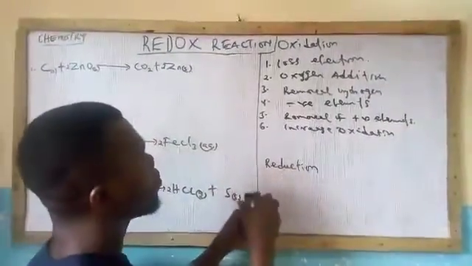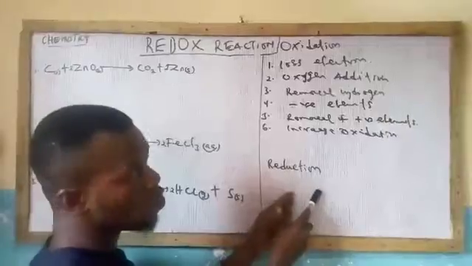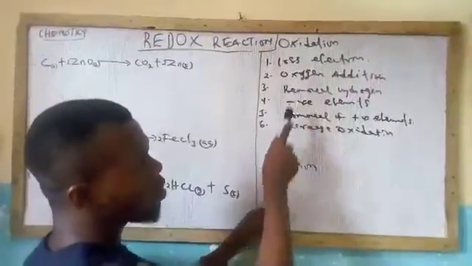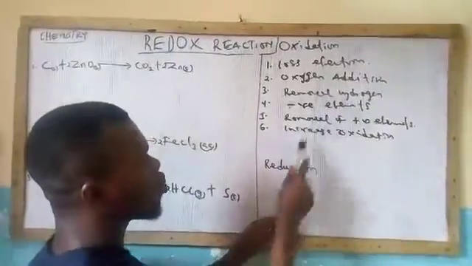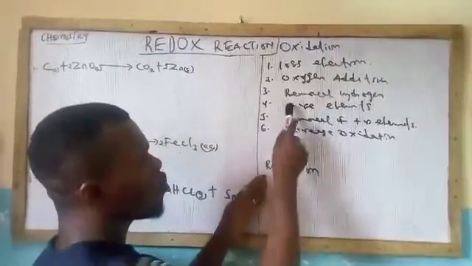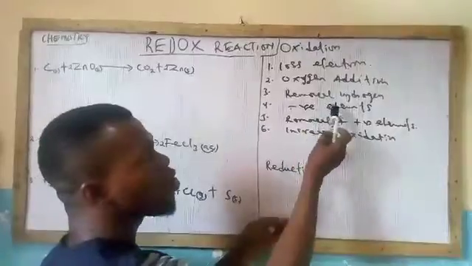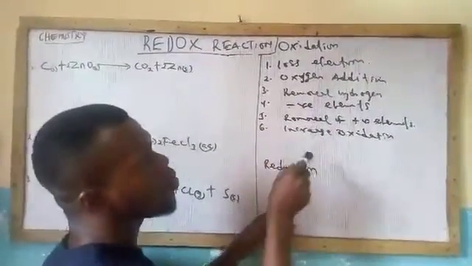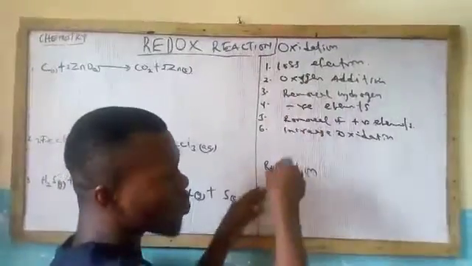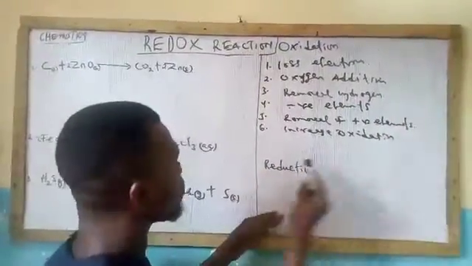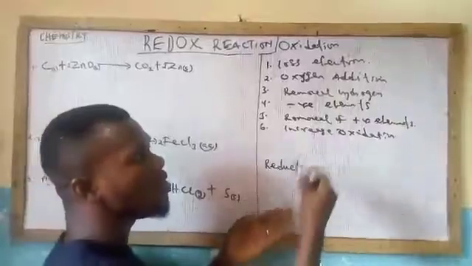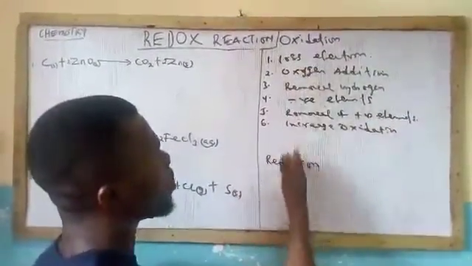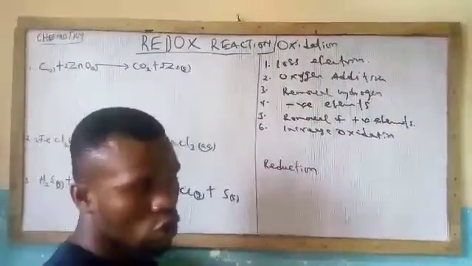Then when you reverse this definition, you achieve the case of reduction. That is, in reduction there is a gain of electron. There is removal of oxygen. There is addition of hydrogen. There is addition of electropositivity and removal of electronegativity. Then the last one is a decrease in oxidation number. This is what tends to occur in oxidation and reduction.